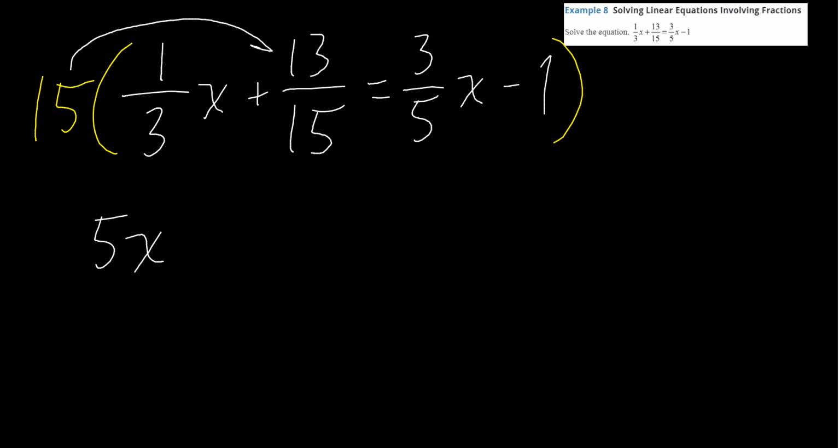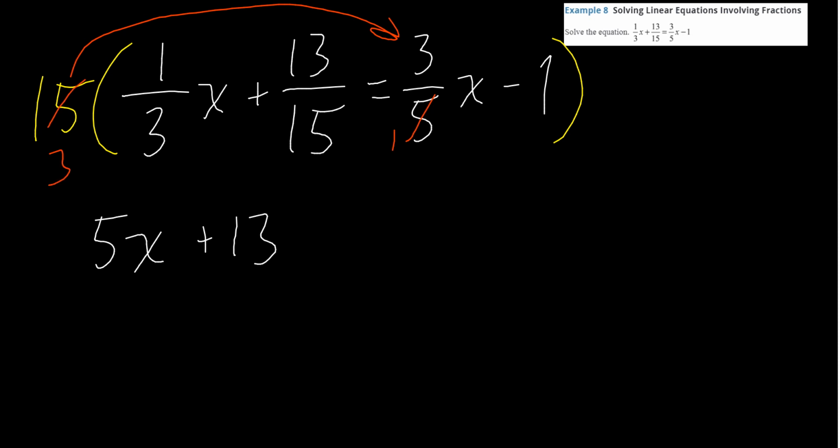15 over here, the 15's cancel, so I end up with a 13. Distribute here. Let's do a different color. Distribute here. The 5 turns to a 1, this turns to a 3, and then 3 times this 3 is 9, so we got 9x.